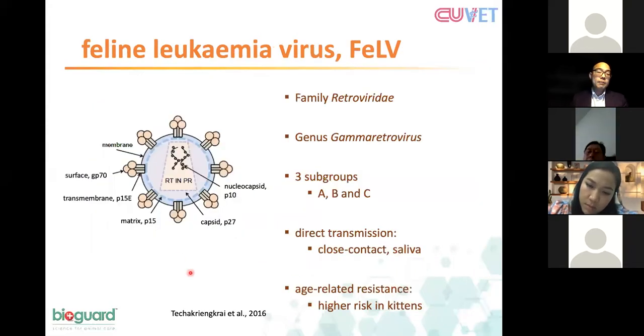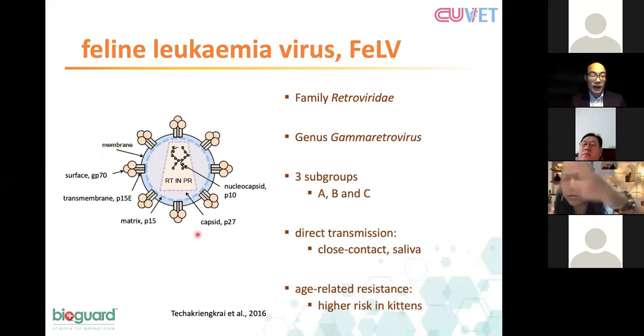Okay, enough for the basic biology of retrovirus. Let me start with the first important retrovirus in the veterinary field, FeLV or feline leukemia virus. Of course, FeLV belongs to the family Retroviridae, being a retrovirus, but FeLV belongs to a different genus from FIV. FeLV belongs to the genus Gammaretrovirus, which is rather ancient and simpler than FIV.